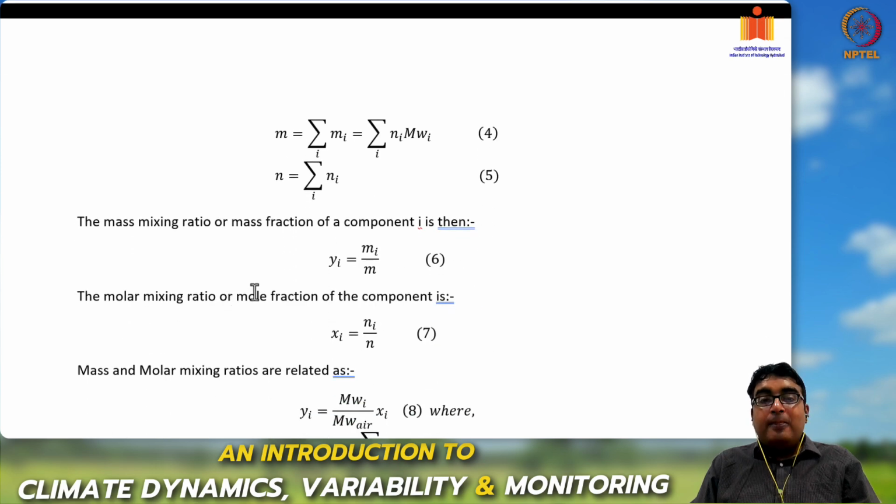Based on this, we can define the mass fraction or mass mixing ratio. It is often called mass fraction, or mass mixing ratio, of any component i, as Yi equals Mi by M. So the mass fraction of the ith component is the ratio of the mass of that component in the mixture to the total mass of the mixture, Mi by M. Similarly, the molar mixing ratio or mole fraction Xi is the number of moles of that component by the total number of moles in the mixture, Ni by N. So we have defined two variables, mass fraction and mole fraction, Yi and Xi.